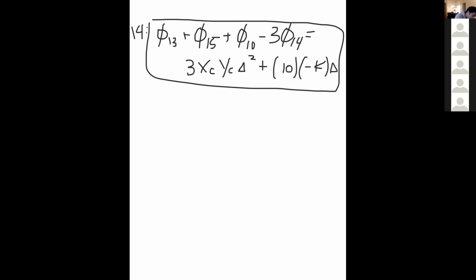And then we are going to plus, because this is the north face, our gamma value, which is 10, times our k, which is -1, times delta, which is our grid spacing. So this right here, this is our equation for cell 14.